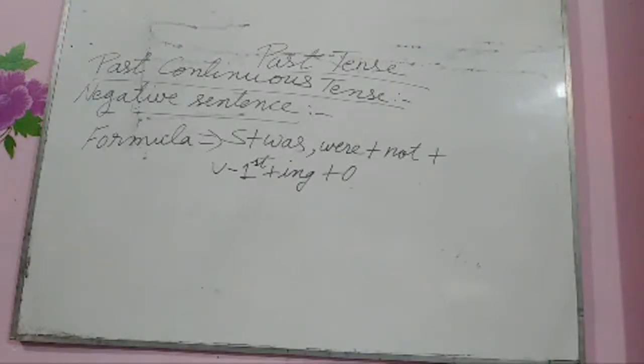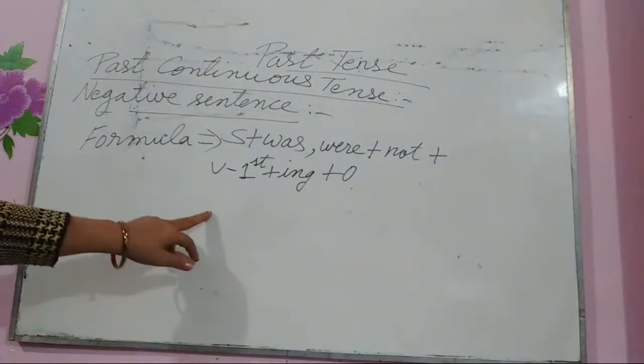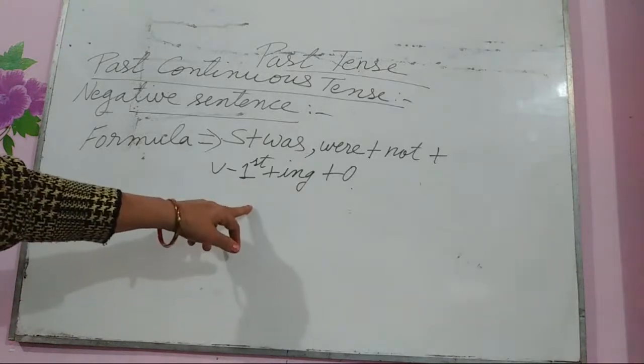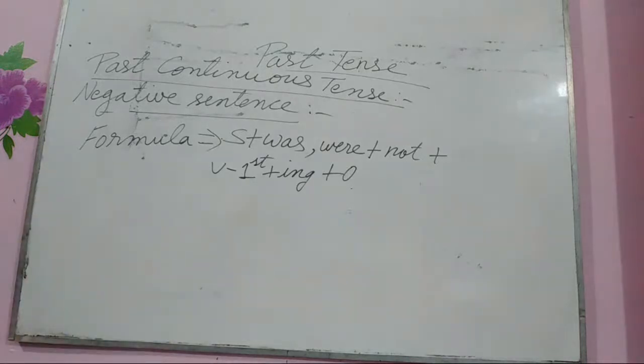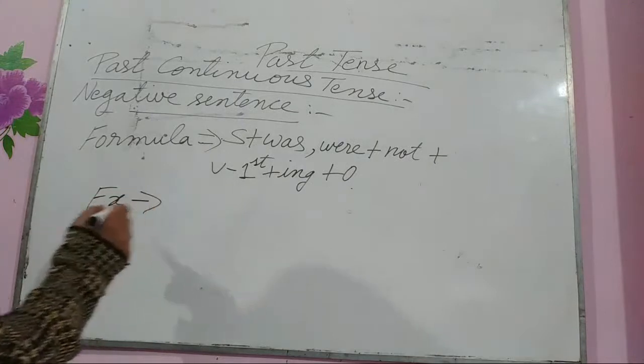The formula for the negative sentence in past continuous tense is subject plus was or were plus not plus verb of first form plus ing plus object. So this is the formula for the negative sentence in your past continuous tense. Now let's see the example of negative sentence in past continuous tense.